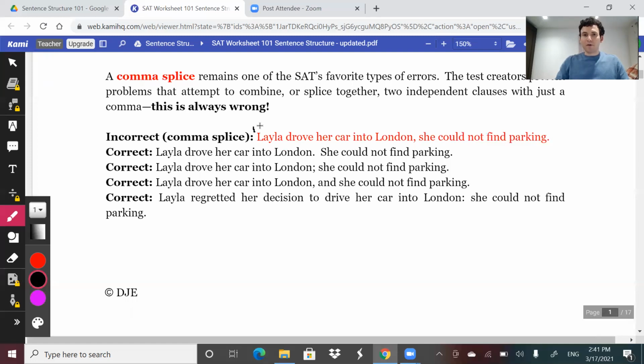She could not find parking. Another independent clause, a subject, a verb, and a complete idea. So we have a comma splice. This is wrong. There are only 4 options you can do when you have 2 independent clauses, if you want to keep them as such.